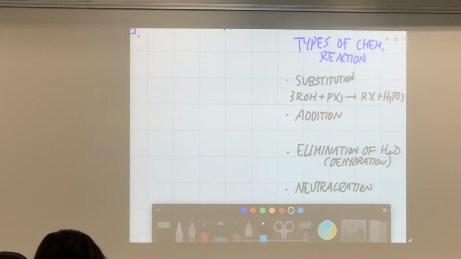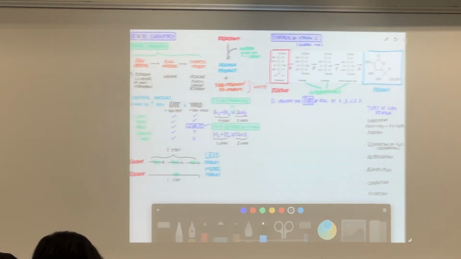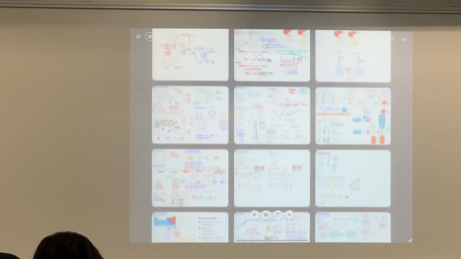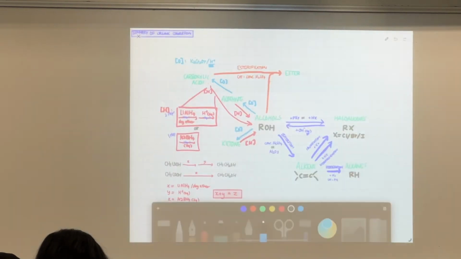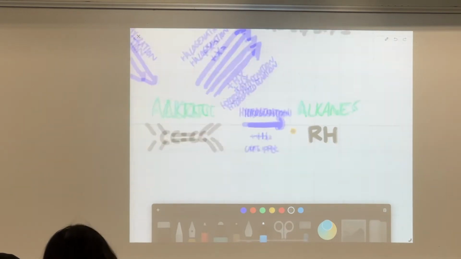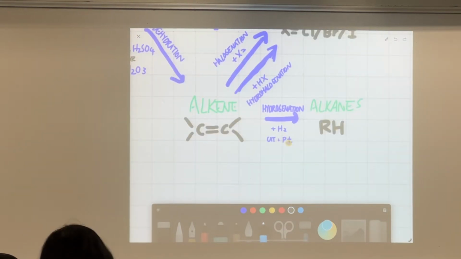Okay, and then we have addition. Can I have one example of addition? Remember platinum? When you use platinum as a catalyst and you add hydrogen to an alkene, alkene plus hydrogen produces alkane with an A. Do you remember, where is it? Oh, here. Platinum as a catalyst. When you add hydrogen to alkene, you get alkane. So this is an addition reaction.